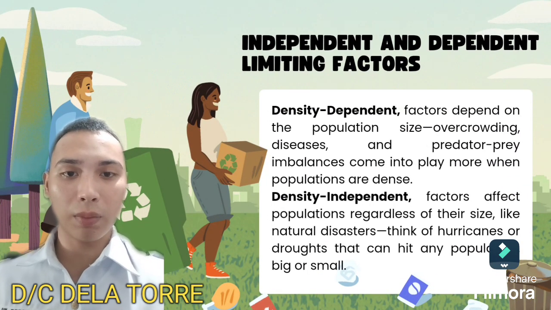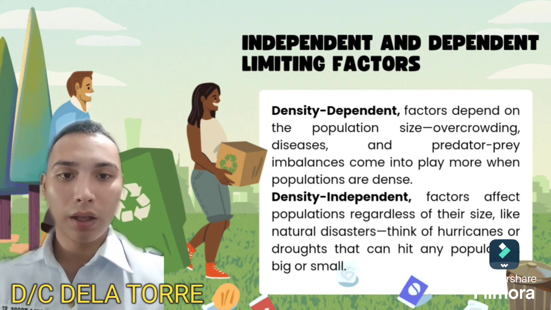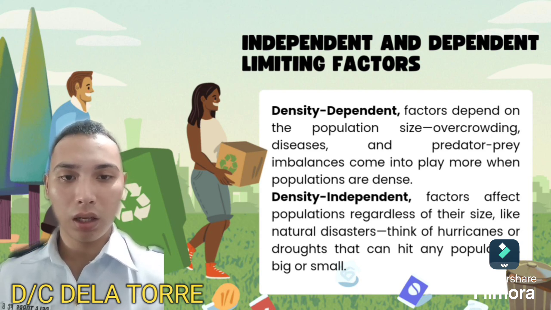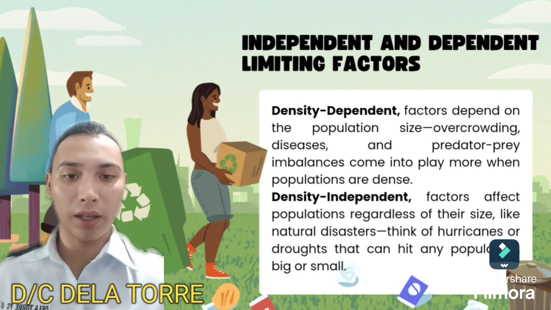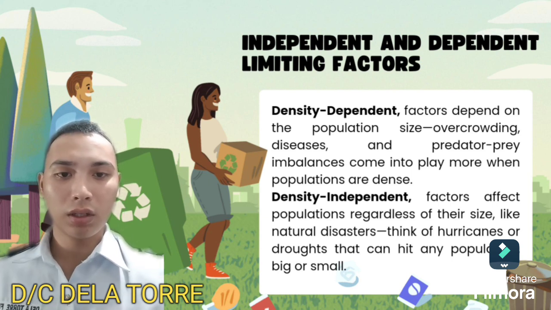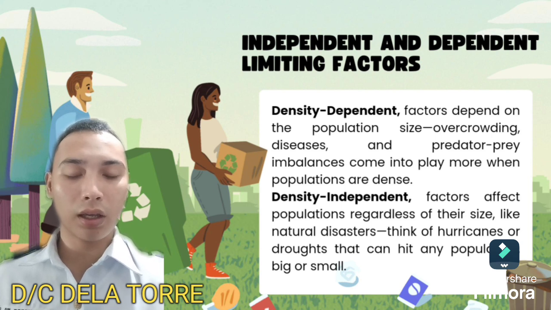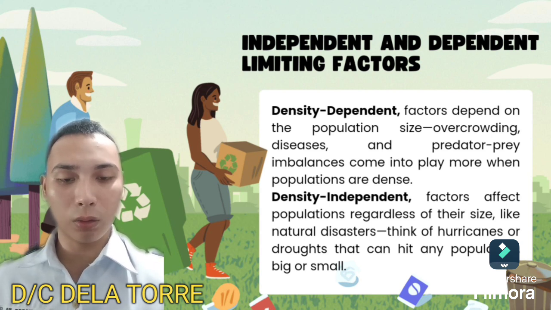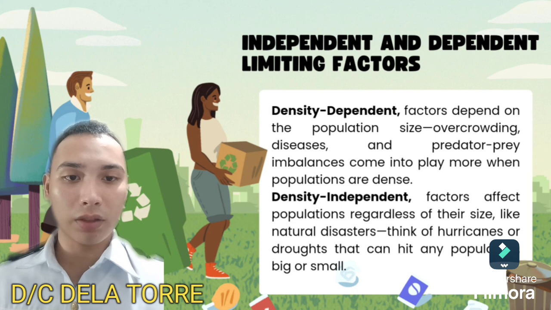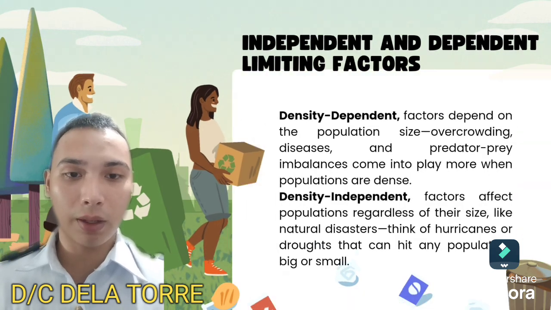Density-independent and density-dependent limiting factors. Populations are controlled by limiting factors that can prevent unlimited growth. First are density-dependent factors, which depend on population size: overcrowding, disease, and predator-prey imbalances come into play more when populations are dense. Next are density-independent factors, which affect populations regardless of their size, like natural disasters. Think of hurricanes or droughts that can hit any population, big or small. If conditions become severe enough, these limiting factors can even lead to extinction, where populations and species vanish completely from an area.